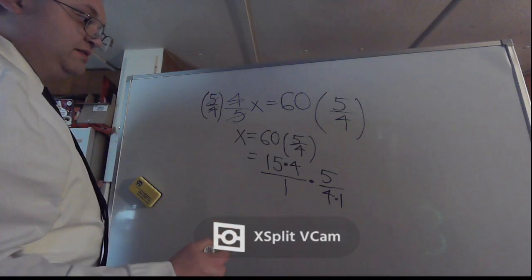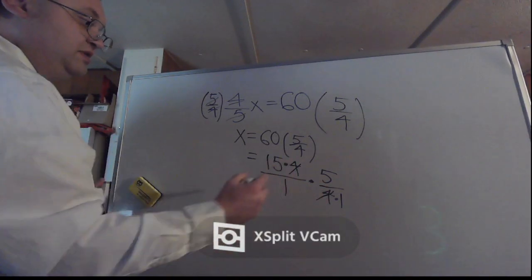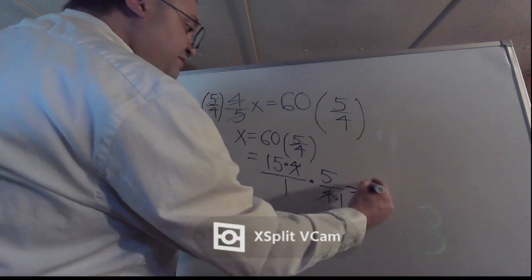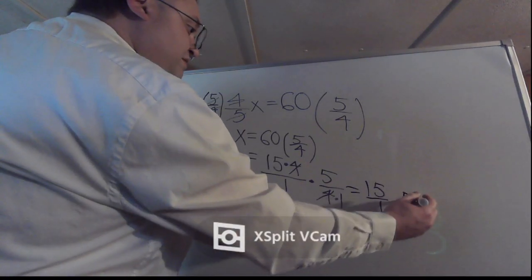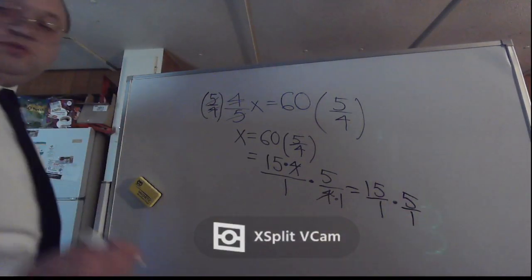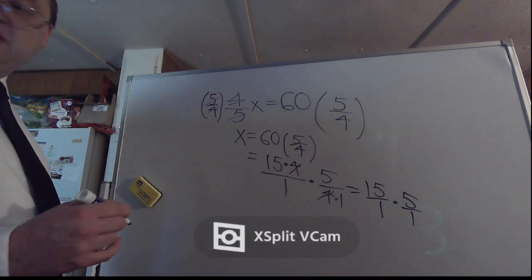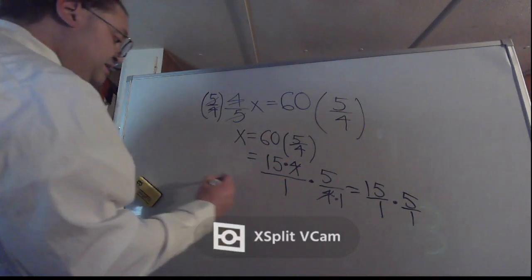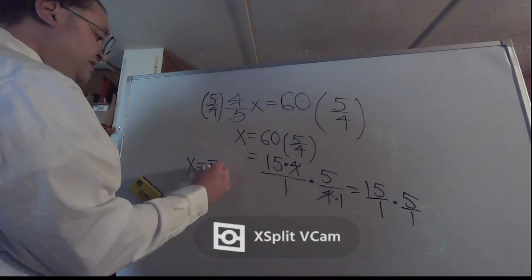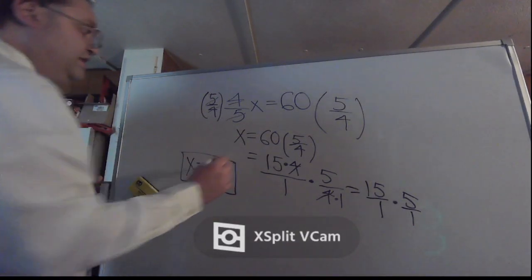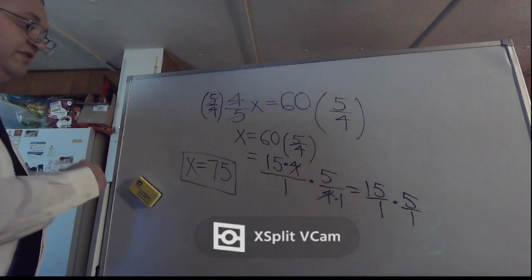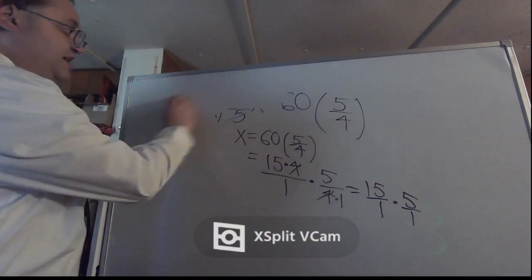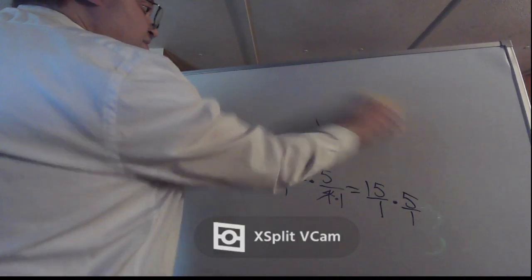So then we could say that the 4's cancel. Then you're left with 15 over 1 times 5 over 1. Well, what is 15 times 5? The answer to that is 75. So x in the end will equal 75, and that would be your final answer. You could put it into the equation and check, but x does in fact equal 75. You could check, you cannot check, it's up to what your teacher wants. So just keep all that in mind.